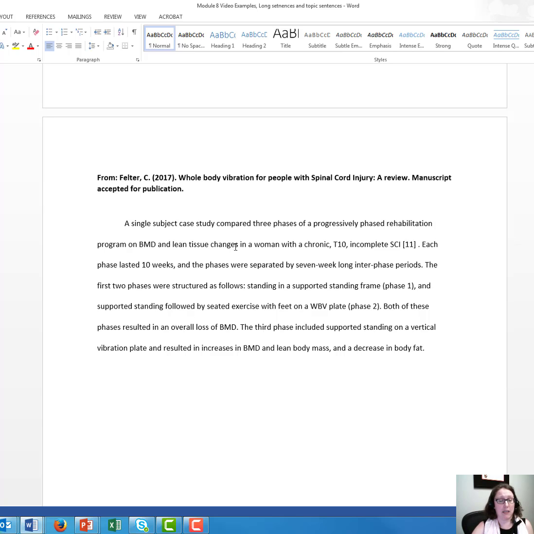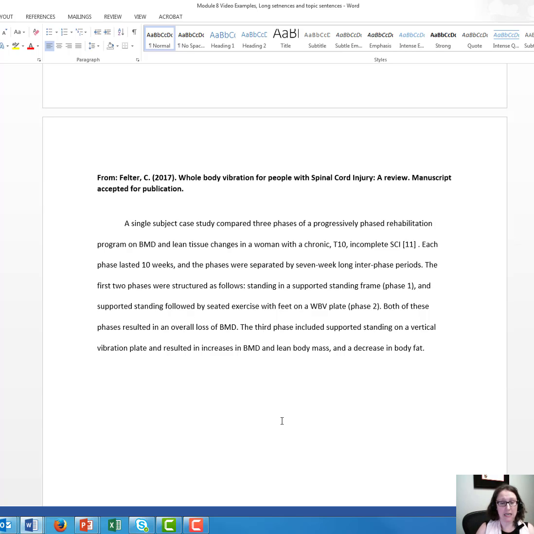A single subject case study compared 3 phases of a progressively phased rehabilitation program on BMD and lean tissue changes in a woman with a chronic T10 incomplete spinal cord injury, right? And BMD is, I think, short for bone mineral density. Each phase lasted 10 weeks, and the phases were separated by 7-week-long interphase periods. The first 2 phases were structured as follows: standing and so on. Both of these phases resulted in overall loss of BMD. The third phase included. So it gives a lot of great detail of the study.